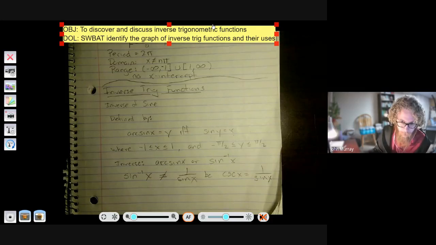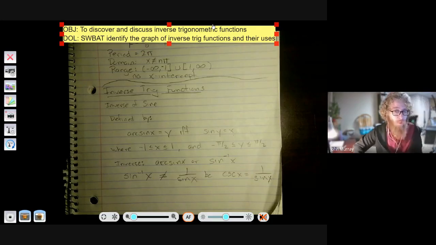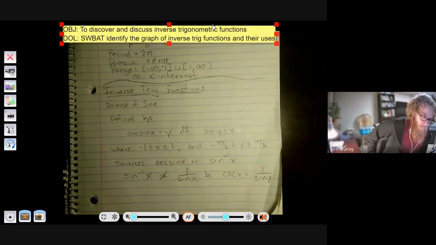Any questions so far? I know this is pretty different than what we've seen. I'm not sure if you went over this in Algebra 2 at all.